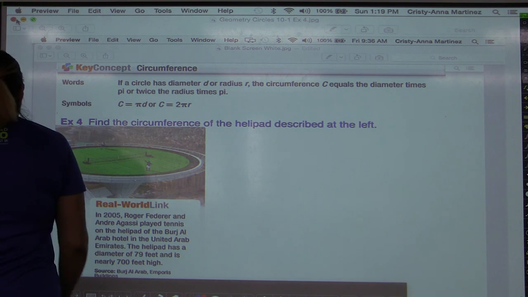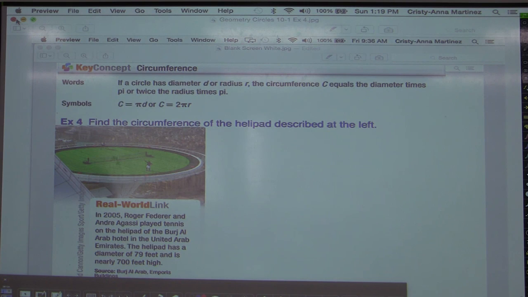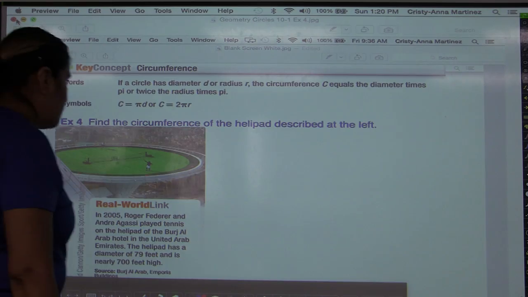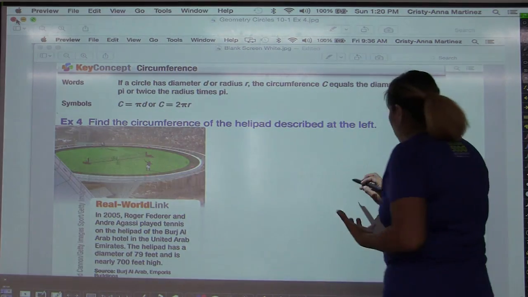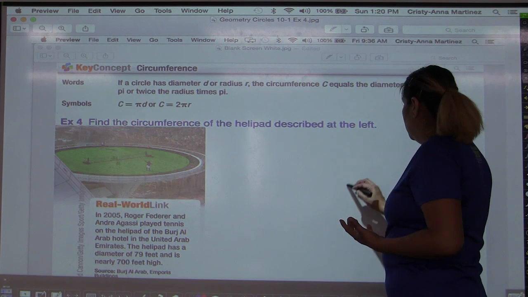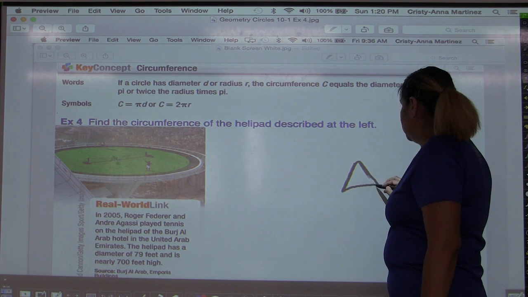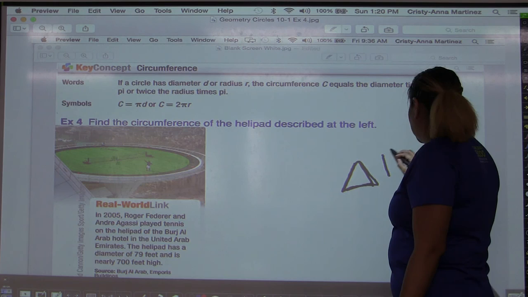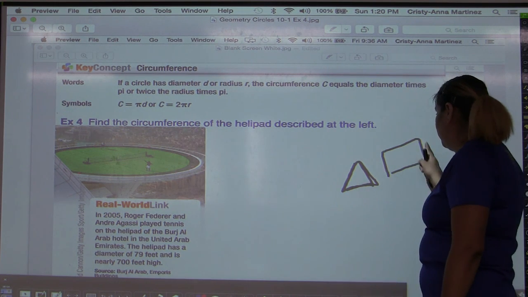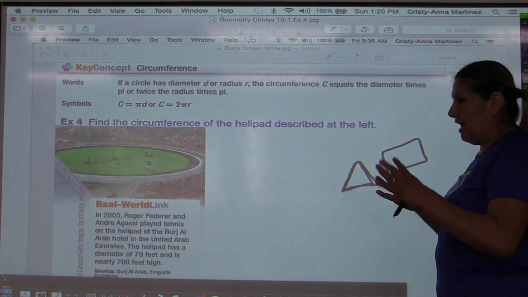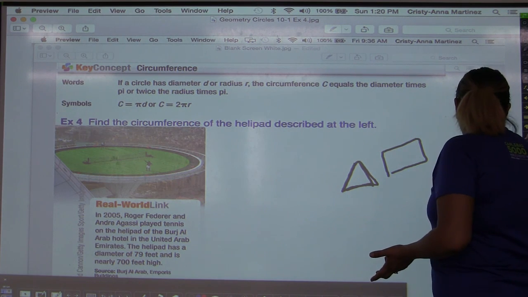Then we go on to our next key concept, which is circumference. Circumference is basically the equivalent to perimeter for figures that are not, what would we call them, polygons. If you had a triangle, you would be finding perimeter because you've got sides. A rectangle has 4 sides, and you can find the perimeter by finding the distance around. Polygons all have sides. Any figure that has sides, you're going to be looking for perimeter.